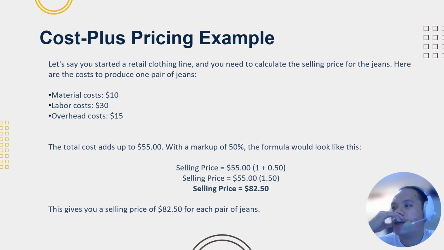So with a markup of 50%, the formula would look like this. The cost is $55, and the markup is 50%. That means we add 1 plus 0.50, because we have to convert this percentage into a decimal, so that will be 1.50. So $55 times 1.50 will be 82.50. So this gives you a selling price of 82.50 for each pair of jeans.